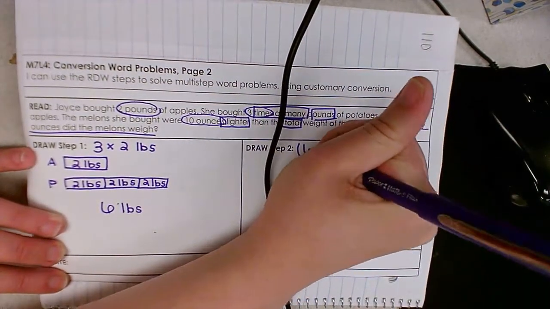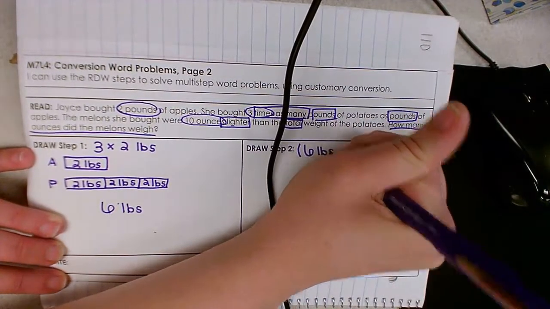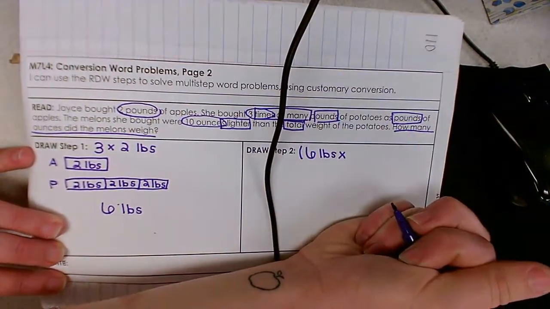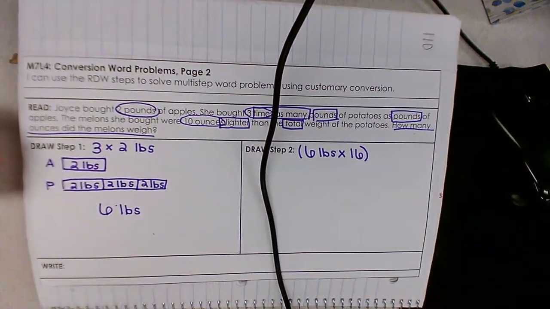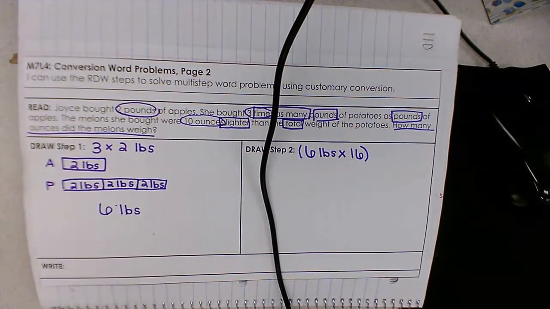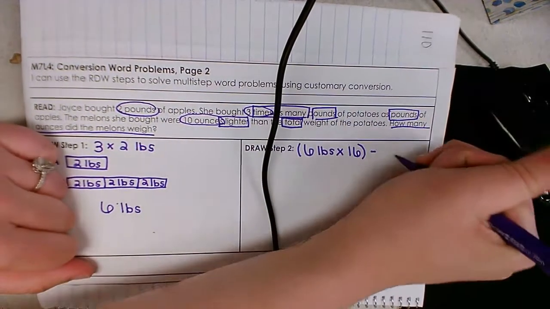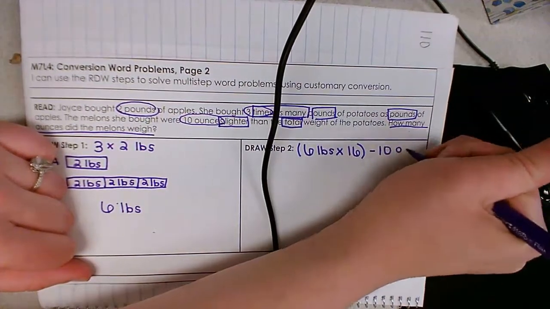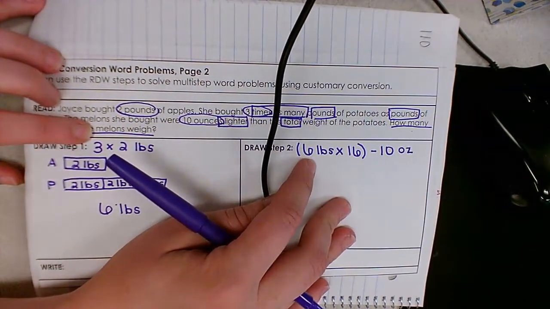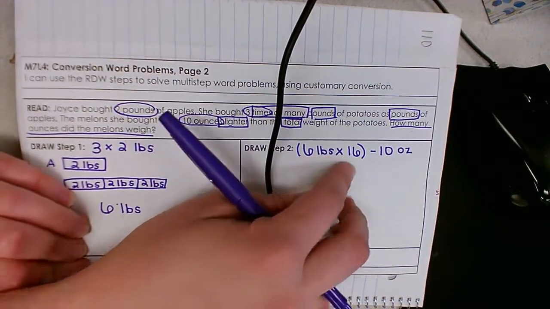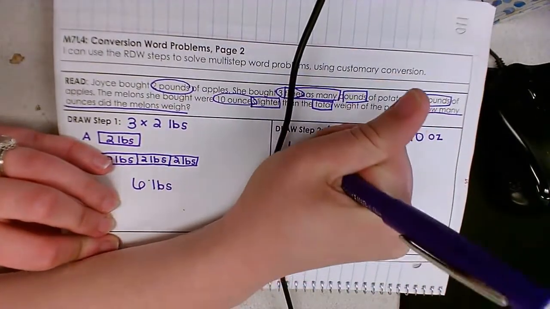I'm going to take 6 pounds and I'm going to multiply it by 16 because there are 16 ounces in every pound. So 6 pounds would be 6 groups of 16. Once I figure that out, then I can take away my 10 ounces to find the total weight of the melons. So let's start with the multiplication of the ounces. 6 times 16. I'm going to set up a standard algorithm.